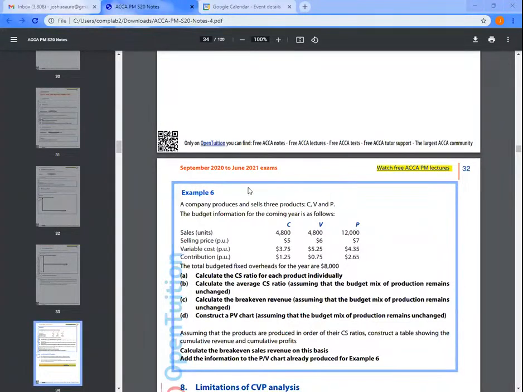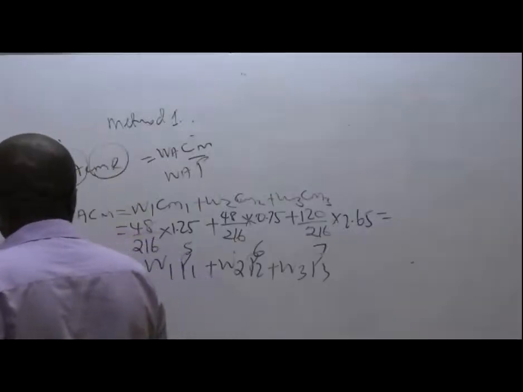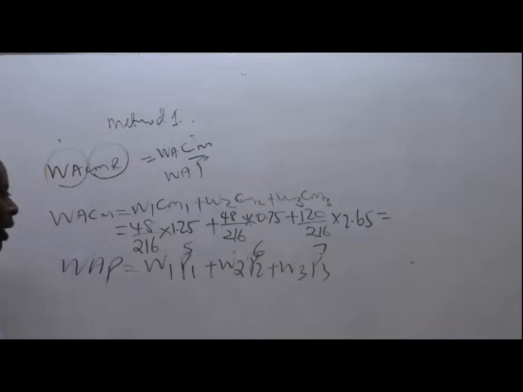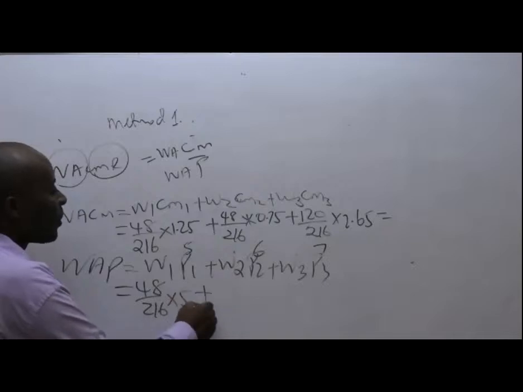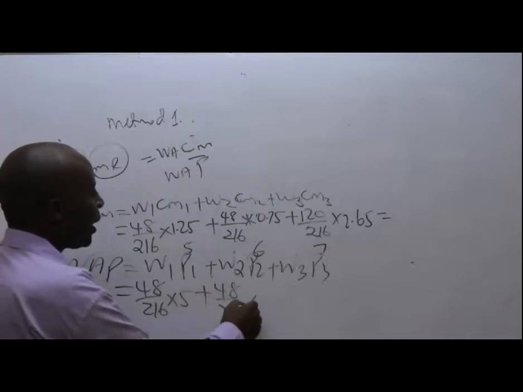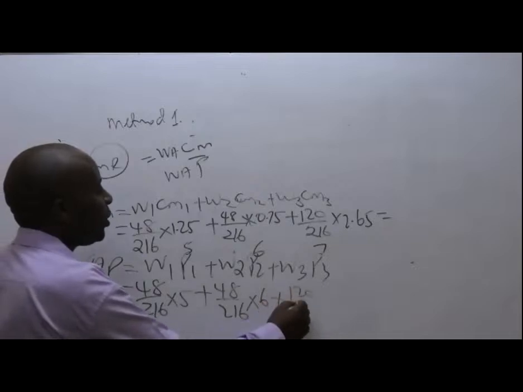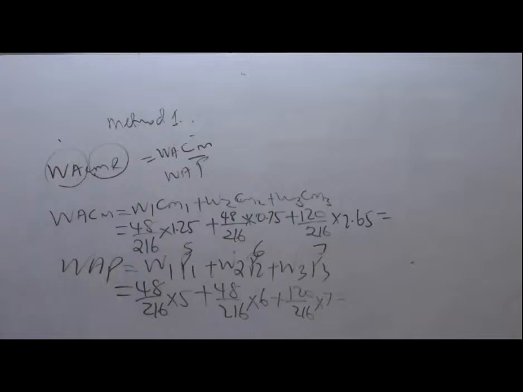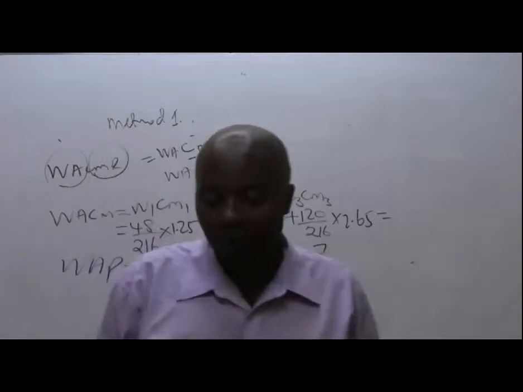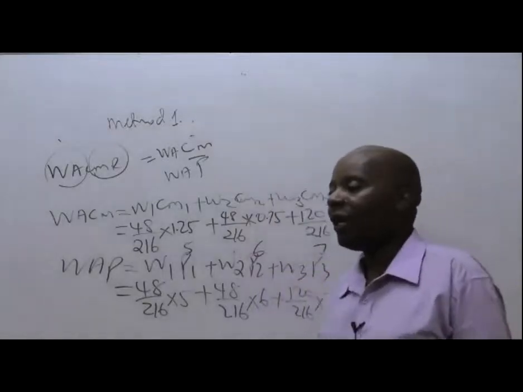And then the weights will remain the same. So then the question here that I have, how will I be able now to do the attachments here? So weight 1, what do we have? We have 48 over 216 times 5 plus 48 over 216 times 6 plus 120 over 216 times 7. Could you kindly give me the final answer for the WAP? WAP is very important whenever we're getting work completed.